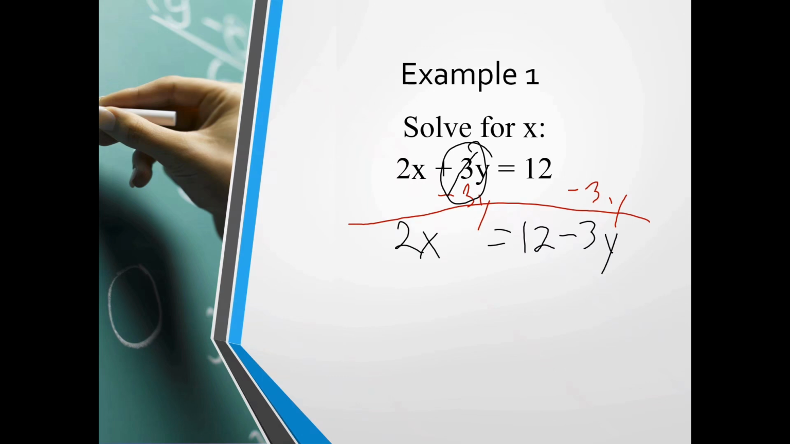Now, our variable is still not isolated. We still have a coefficient of 2. And since we know we're multiplying, the inverse of multiplication will be division. So we're going to go ahead and divide everything by 2.